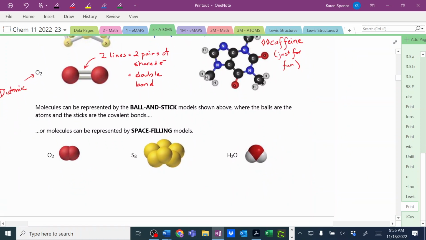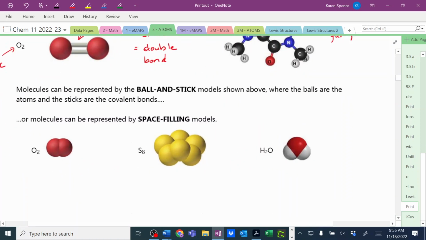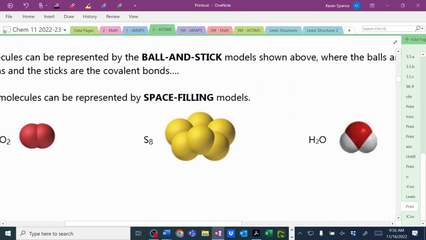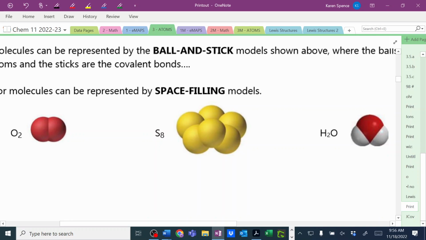So we have the ball and stick model, but we can also show them as a space-filling model. This is more accurate, but it's also harder to distinguish individual atoms. You look at this, they kind of look all mushed together, and it's harder to see the atoms. Okay, so these are space-filling models here.